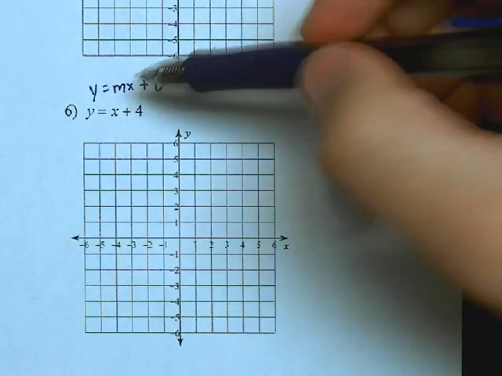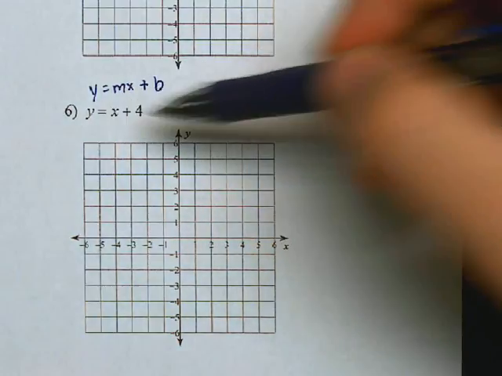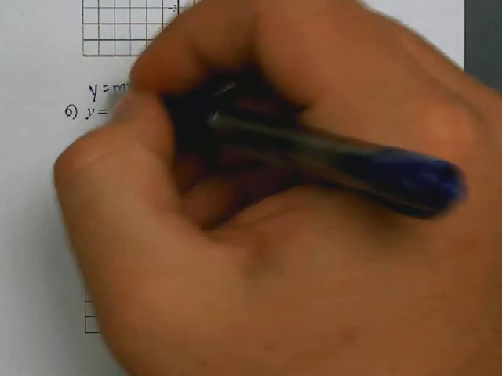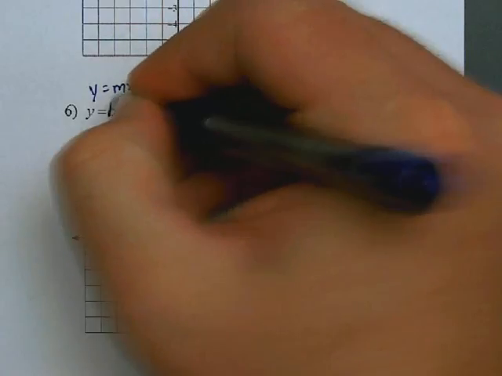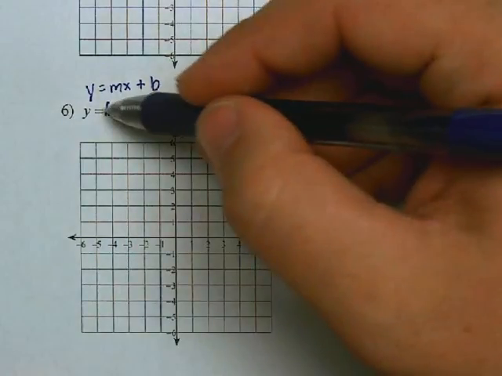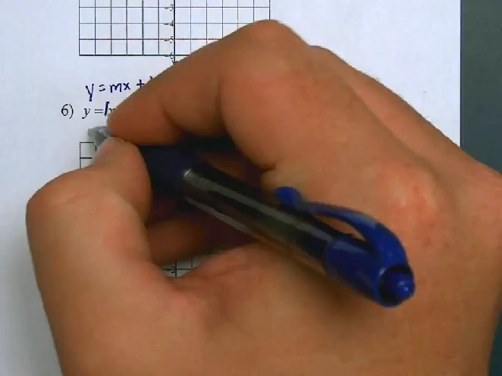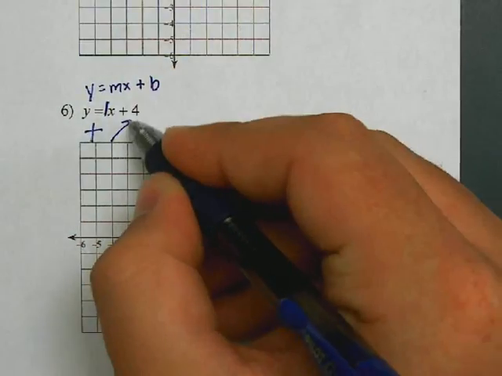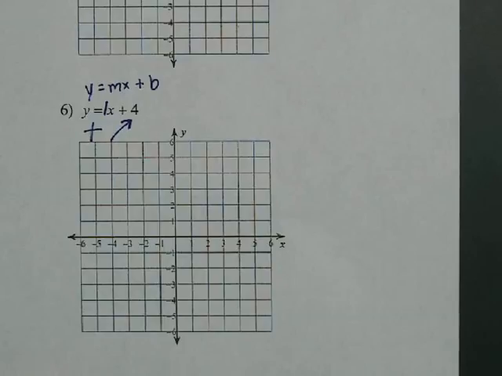Keep in mind there is no coefficient right now in front of the x. When there's no coefficient, we know there is a coefficient of 1. So what we're trying to determine is, is this positive or negative? Well, since there's no negative sign, it has to be positive, which means this is going to be a line that goes up from left to right.